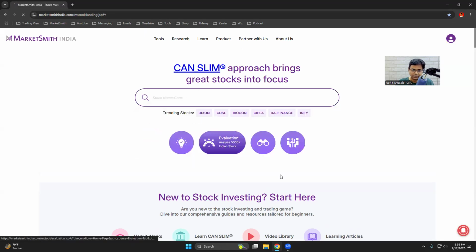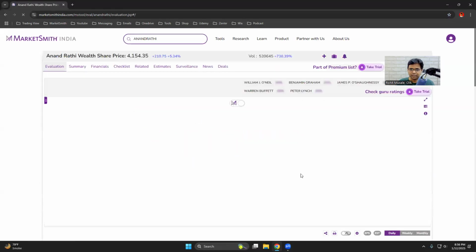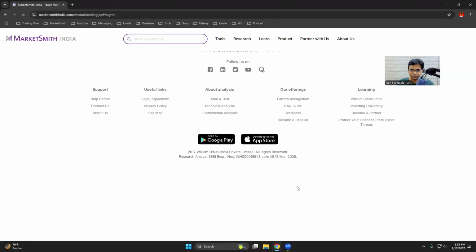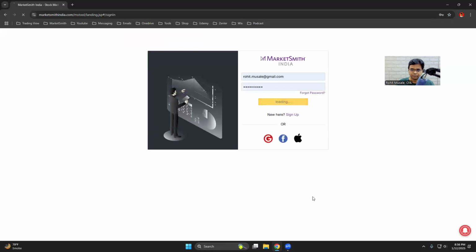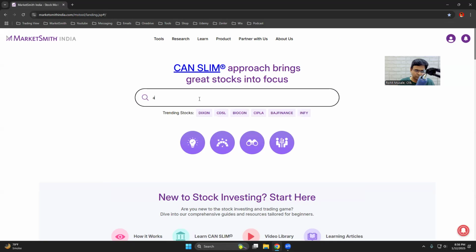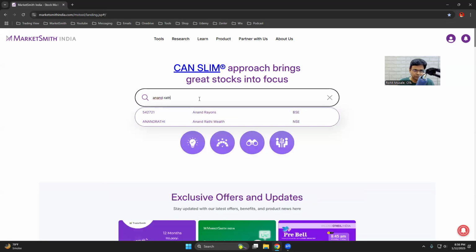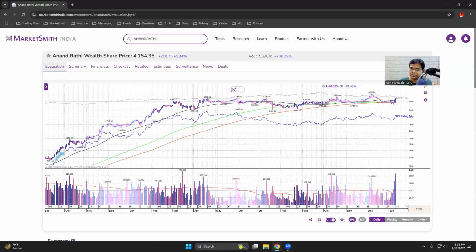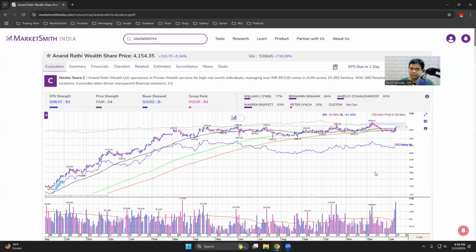So this is Anand Rathi Wealth. So the moment I open the stock, okay, let me first log in. Yeah, so Anand Rathi. See, this is the value of education. Somebody is asking me, Rohit, what should I do regarding Anand Rathi stock? It is forming a long base.